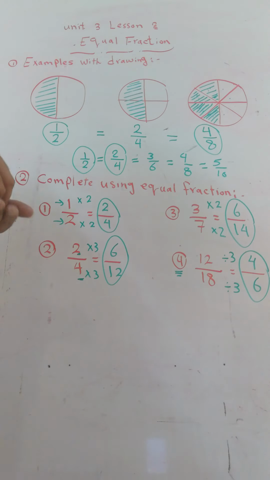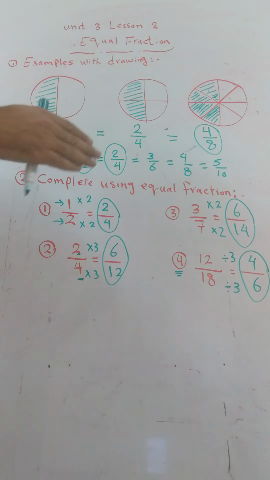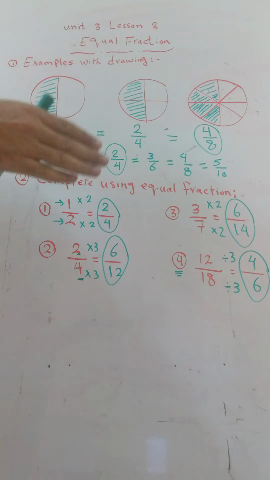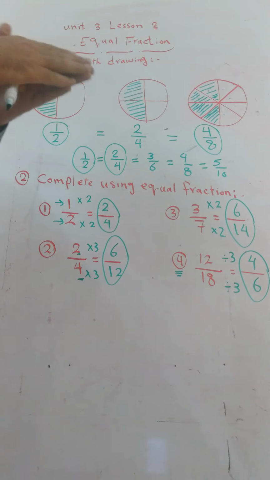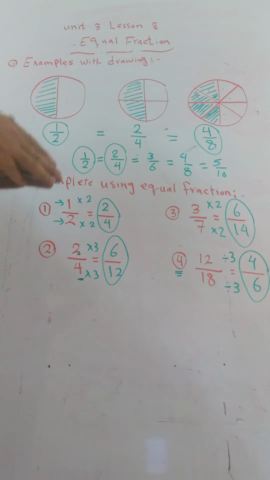So we have an important rule to make equal fractions: you must multiply the numerator and denominator by the same number, or divide the numerator and denominator by the same number. In the next video, we will do more exercises about equal fractions.